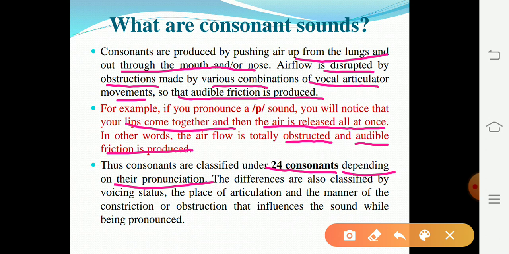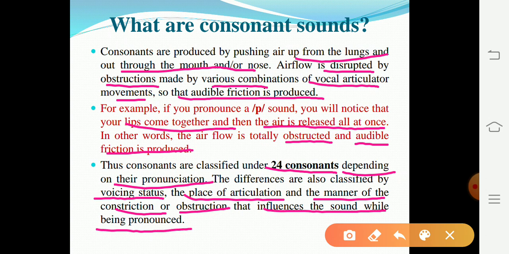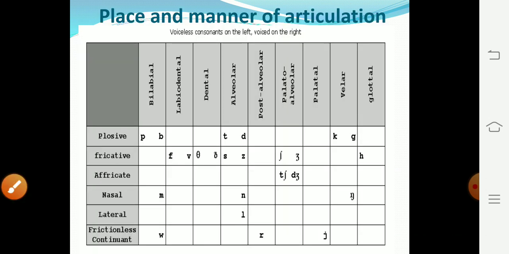The differences are also classified by voicing status, that is, the consonant sounds are voiceless or voiced, the place of articulation, and the manner of constriction or obstruction, or manner of articulation, that influences the sound while being produced. So, the 3 things that we are going to learn in our next slides are the voicing status of the consonant sounds, the place of articulation, and the manner of articulation.